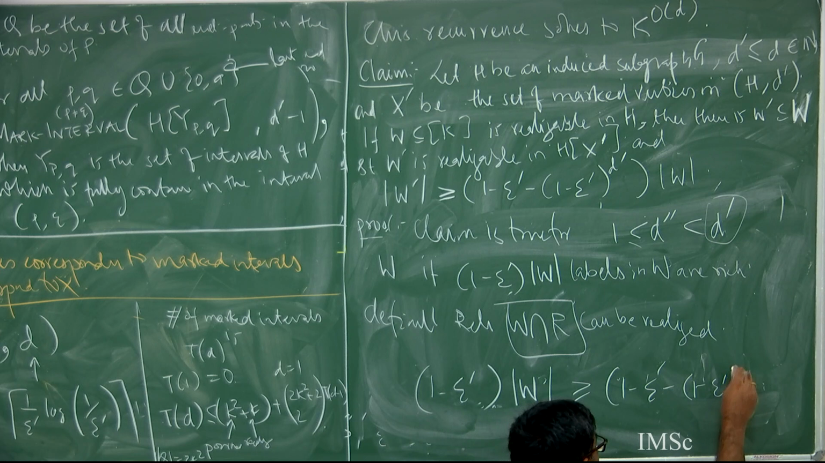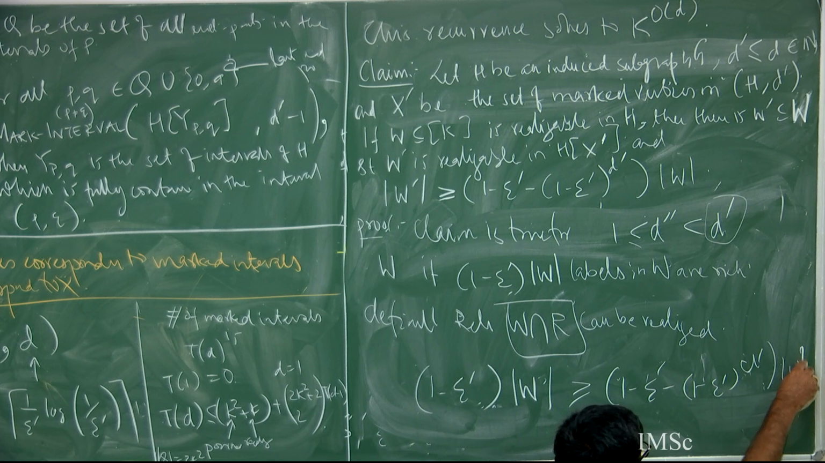1 minus epsilon prime. What is this? D prime cardinality of W, right? Look, I'm only subtracting something. So 1 minus some number, and more some number, so this is perfectly finite. So this is done. If there are a lot of rich labels, then I don't even go down. We said, okay, fine, I don't have to do any induction. In this step, when I'm adding all the rich labels realizable set, that takes care of all the sets W which contain lots of rich labels.